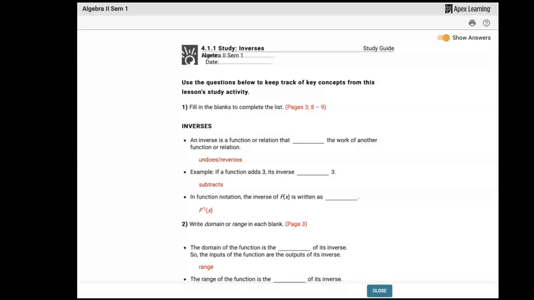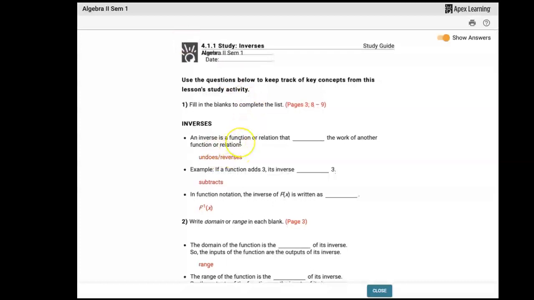But for 4.1, the study sheet here, the study guide, whatever you want to call it, here are the answers below. So for inverses, an inverse of a function or relation that undoes or reverses, okay, so either of those answers would work. Basically, you're going to undo the work that another function does, right? So if we have the add 3 function, its inverse is subtract 3.